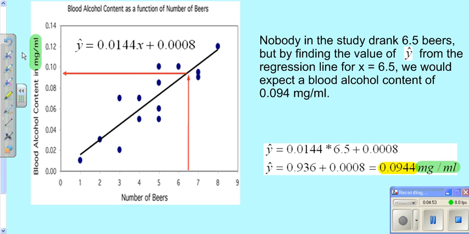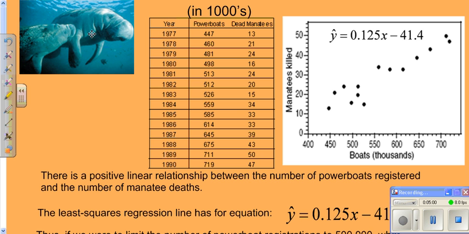So whenever you're making predictions, you just plug it into your least squares regression line. Taking a look here, we have our motorboats, and we're dealing with the number of deaths of manatees based on the number of motorboats, and notice it's in thousands. If you do a scatter plot, it looks like this, and as you look at your data, yes, it does look fairly linear, so a least squares regression line would be appropriate. When you do your least squares regression line, you get this one right here.